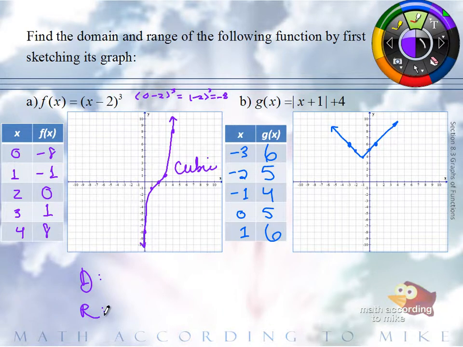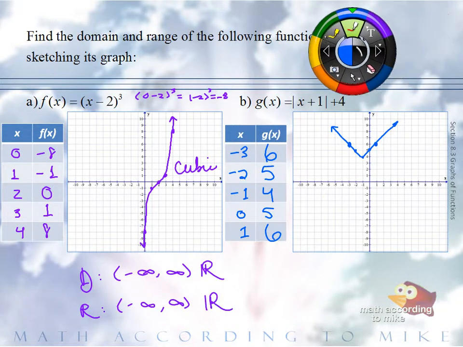So for part A, f of x, how far left to how far right does the graph go? All the way. Domain is all reals. How about the range? How far down to how far up does it go? Negative infinity to infinity. Also all reals.